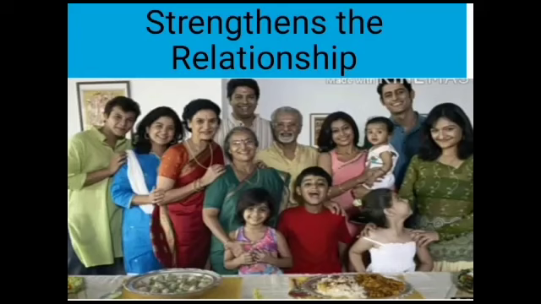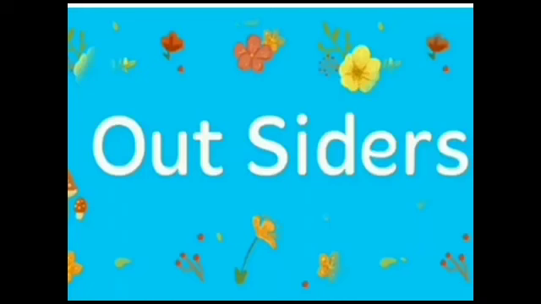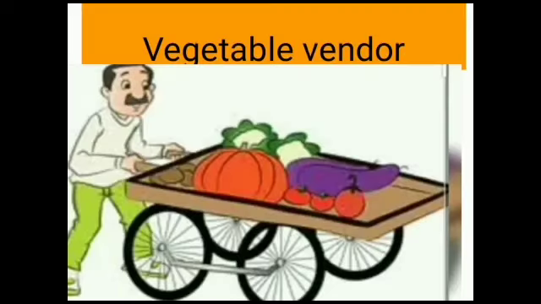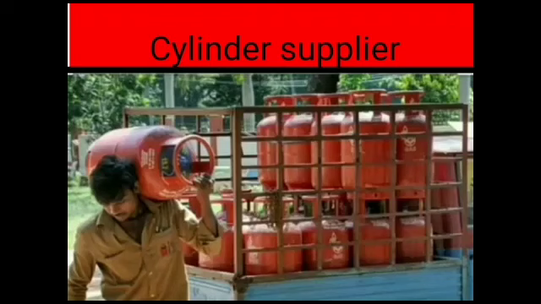Okay, then what we are going to see is about the outsiders. See, these outsiders are not our family members, but they come to our house. Like the milkman. What does he give? He gives us milk every day. Then we see about the vegetable vendor. He sells vegetables in your streets. You buy vegetables from him. The next one is the cylinder supplier. He delivers cylinders to your house. It is good to behave properly with these people.